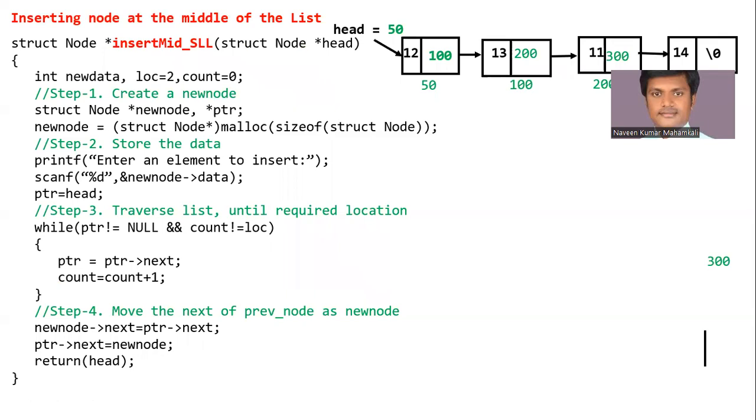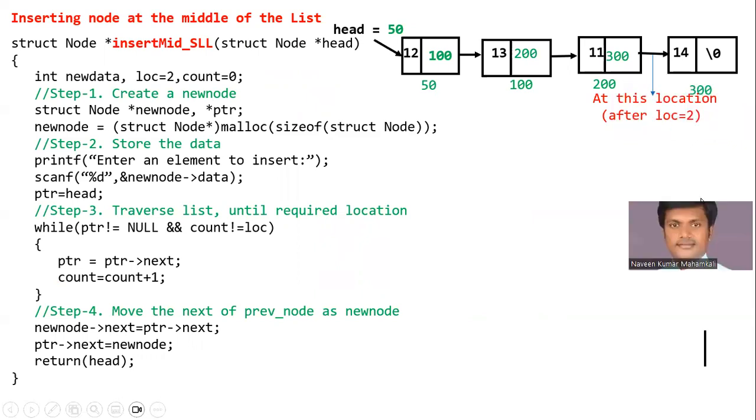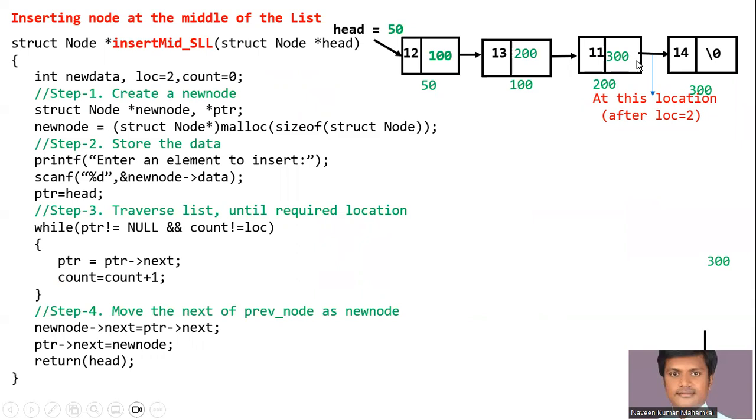So what are all the steps involved here at the middle, after a specific location? I want to insert a new node after the second location, after location 2. As you see, the malloc function will create a new node and return the address. Assume a new node has been created at the address 1000.